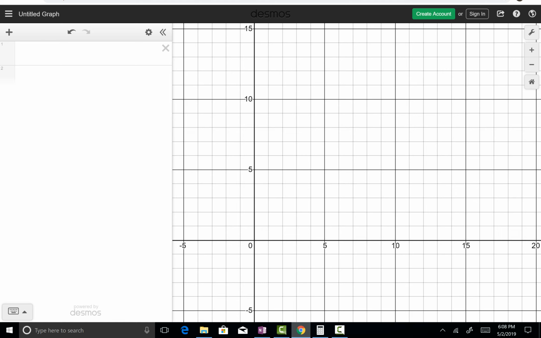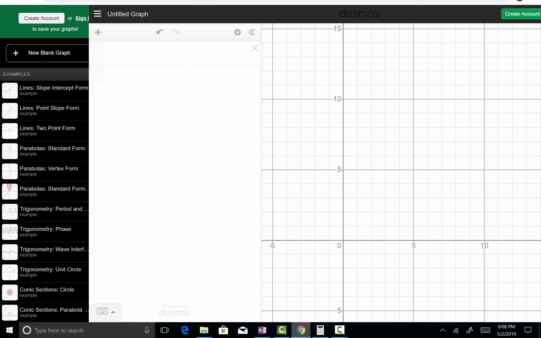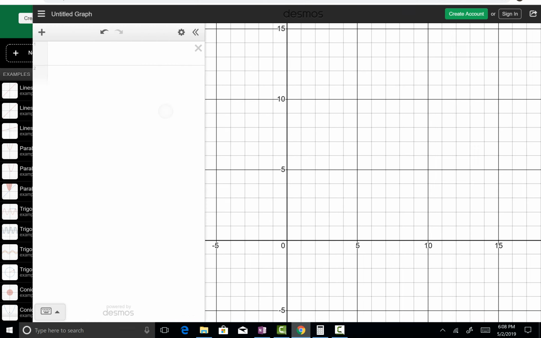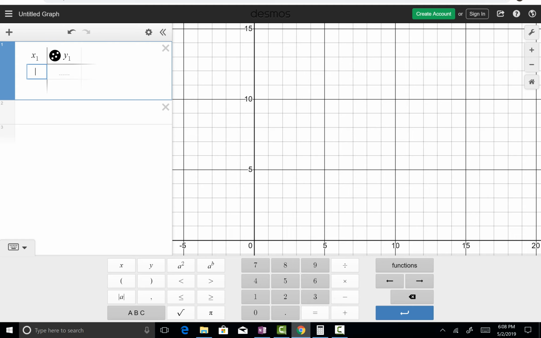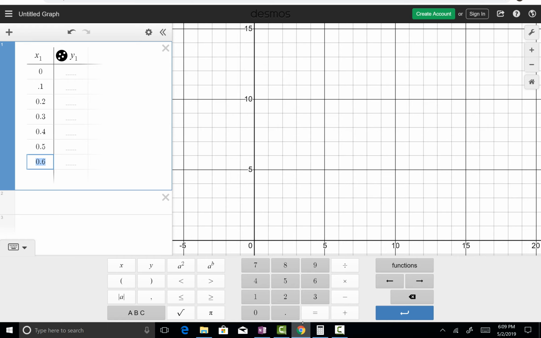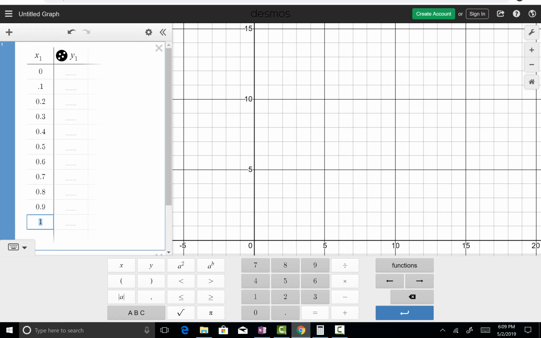So let's do this. I've got myself a Desmos graph, and I'm going to add a table. Let me hit the plus here. I'm going to start with 0, then put 0.1 down here, and the next one will be 0.2. If I just hit enter, Desmos knows that's what I want to do. I want to continue this all the way down to 1.